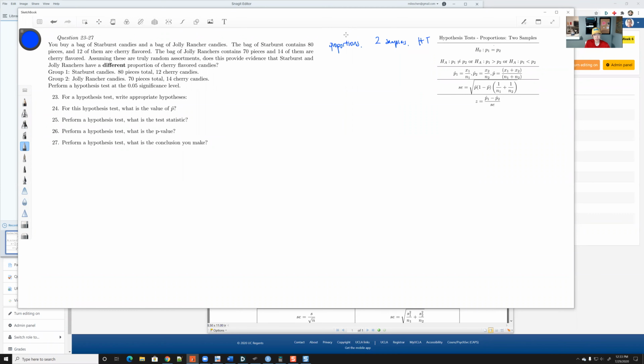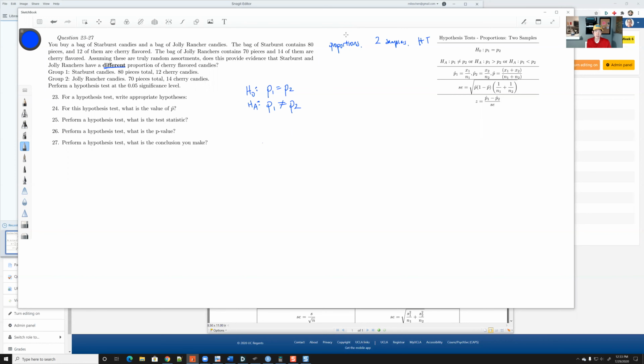So, write the hypotheses. The null hypothesis is that the 2 proportions are equal to each other, P1 equals P2. And the alternative is that they are different. We're looking at, are they different? So P1 does not equal P2.